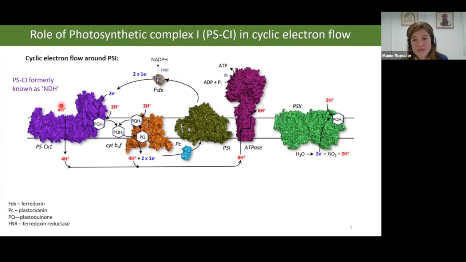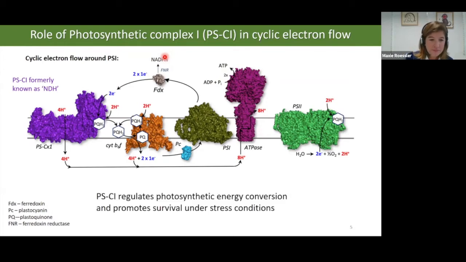So what happens here when we put electrons back into photosynthetic complex 1 is that we get an increased proton motive force, which leads to increased ATP synthesis relative to NADPH production, and that can really be very beneficial. So for example, for the cyanobacteria that we are looking at, this can be very useful for them under stress and enable them to survive under low carbon dioxide concentrations.